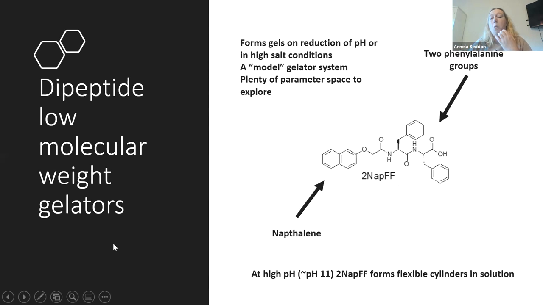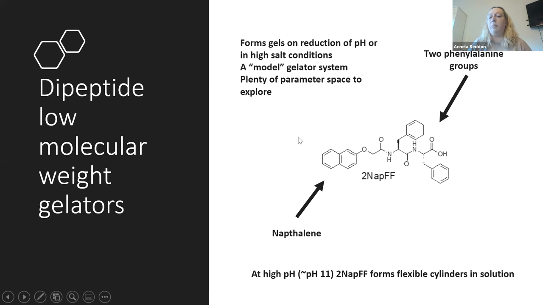So I'm going to stick to one particular class of materials, and that's something we call the dipeptide low molecular weight gelators. And the reason for sticking with these is that they actually give us a huge amount of parameter space to explore. So I'm showing you a picture here, a chemical structure of a very classic low molecular weight gelator based on a dipeptide. And this molecule we refer to as 2-NapFF. And 2-NapFF has a naphthalene group here, this is the Nap part, and two phenylalanines on the end here, so this is our FF part.